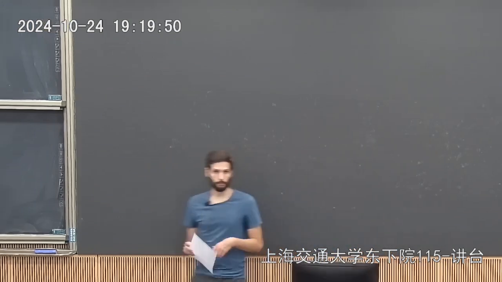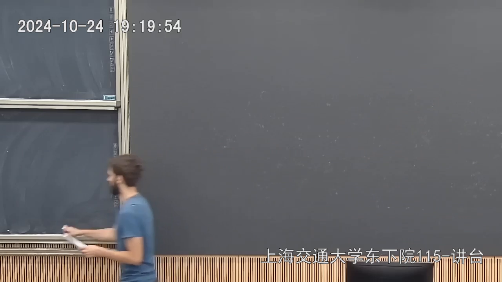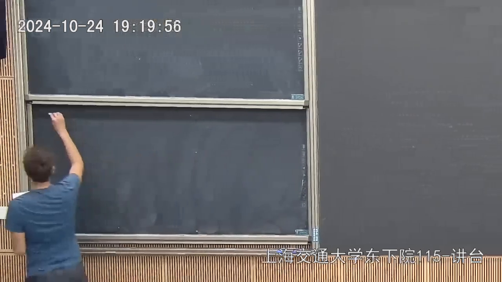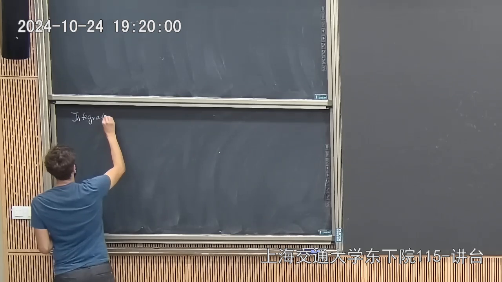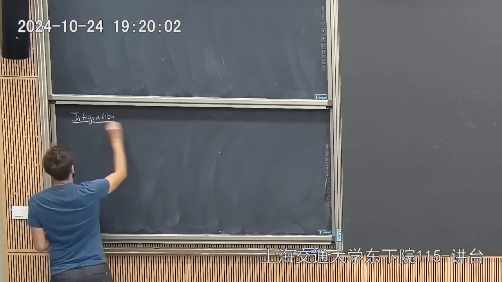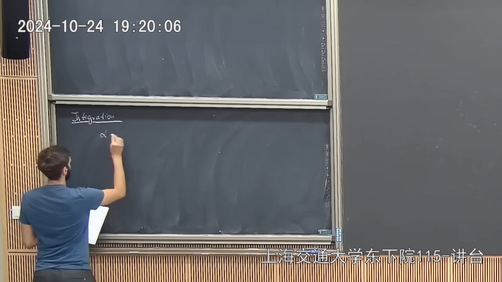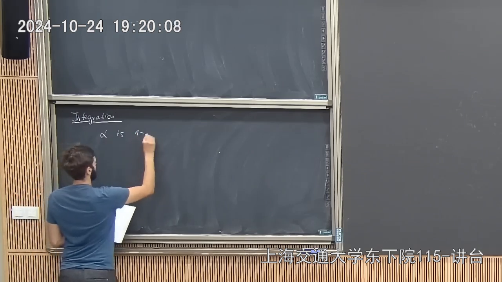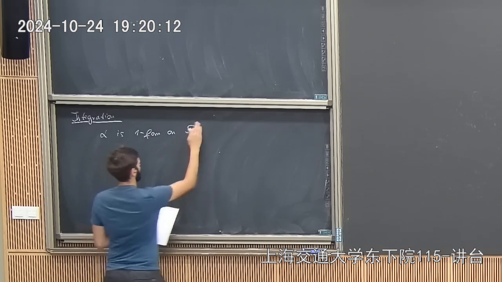Okay, let's continue. What I would like to talk about now is the integration of a one form along a curve. So that will be the topic for the next few minutes, integration. So we have alpha, a one form on the surface.